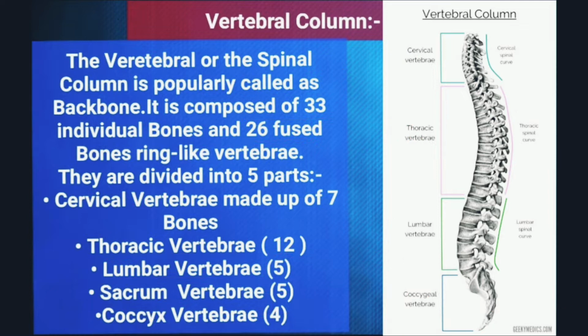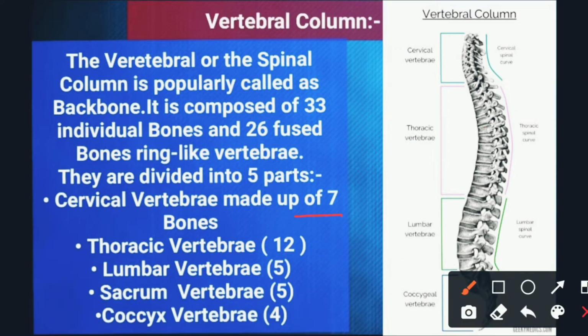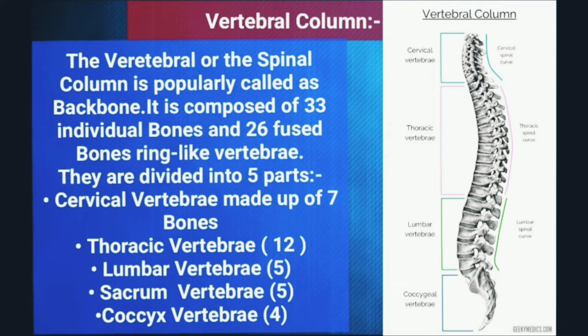But these bones are fused to make one whole. 7, 12, 5. These 5 are fused to make one bone and these 4 are fused to make one bone. Now analyze this diagram very carefully because this is a very important part. Now we are starting with the structure of vertebra. Okay, before that let me tell you one thing.